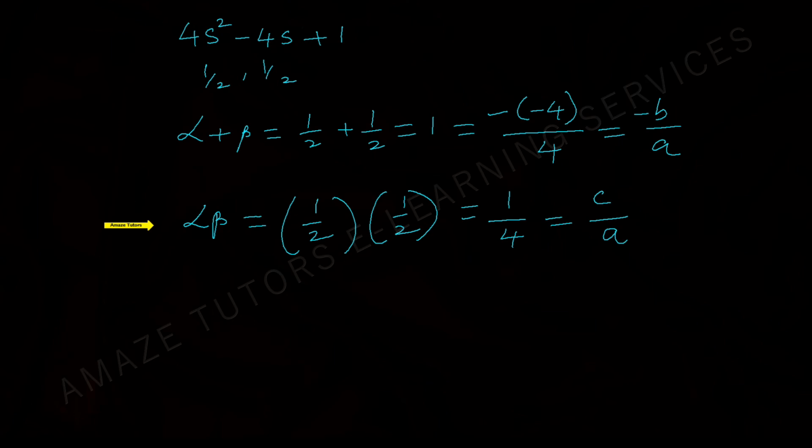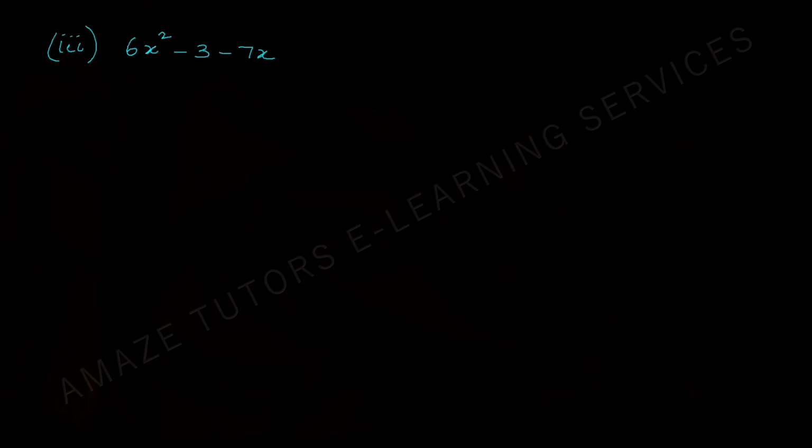I hope you understand this question as well. Let's do the final question of today. 6x squared minus 3 minus 7x. So it is not in the correct order. Please rearrange it before you are doing the steps.